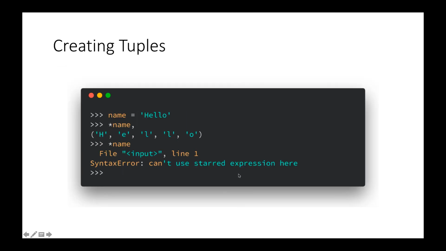And in this PEP 448, there is some syntax to create Python objects through single star. For example, to create tuples. Here we have a string name, and we can use single star name with a comma to create a tuple. And please pay attention, at the end there is a comma. If we miss it, it will raise a syntax error.